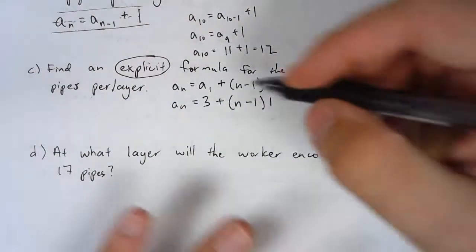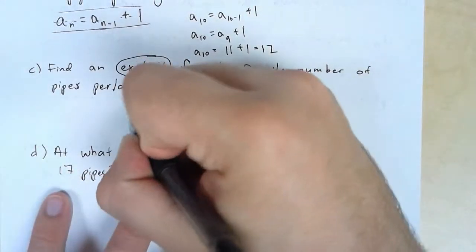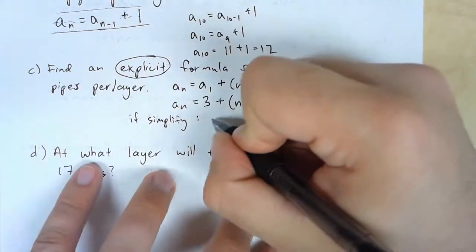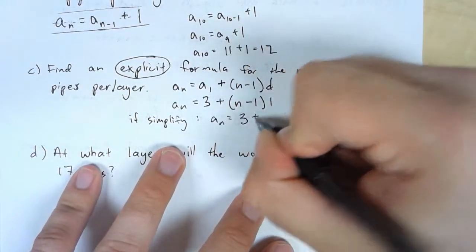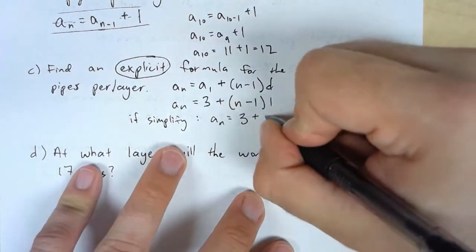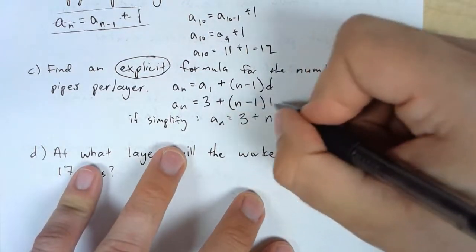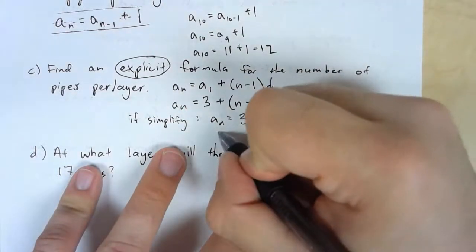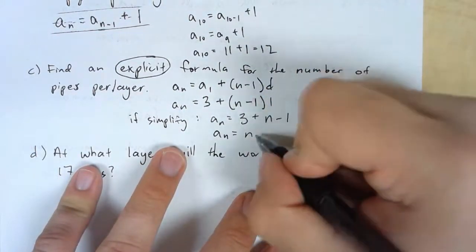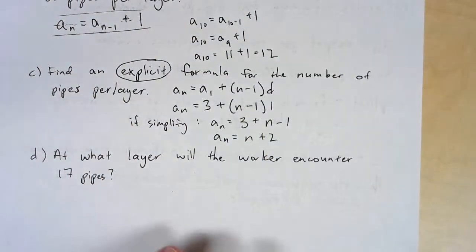They might ask you to simplify, which we know how to do. So if they ask you to simplify, then we can say a sub n equals 3 plus, well, 1 times n is n, and 1 times negative 1 is negative 1. So we have 1n minus 1. Combine our like terms, a sub n equals n plus 2. See, 3 minus 1 is 2.